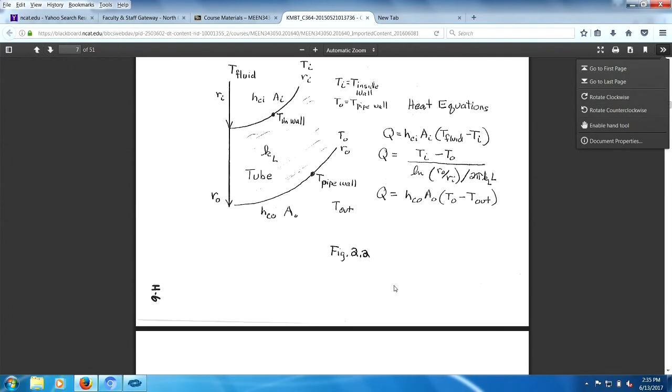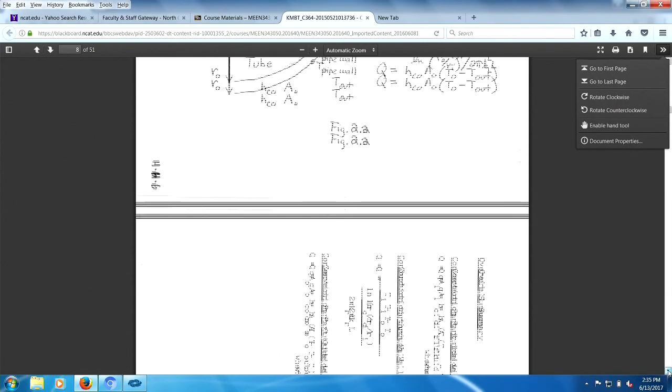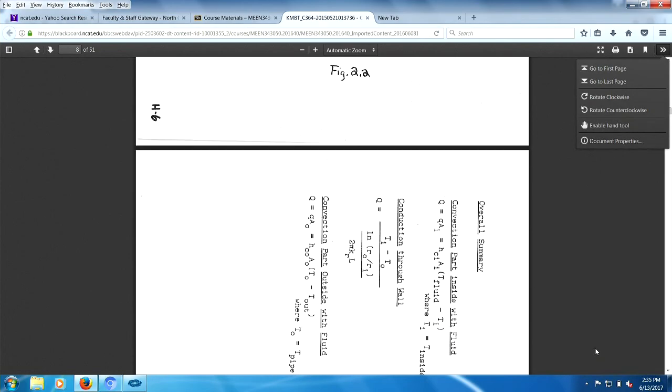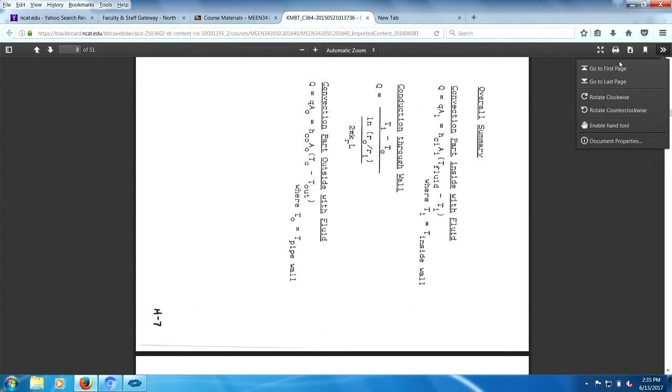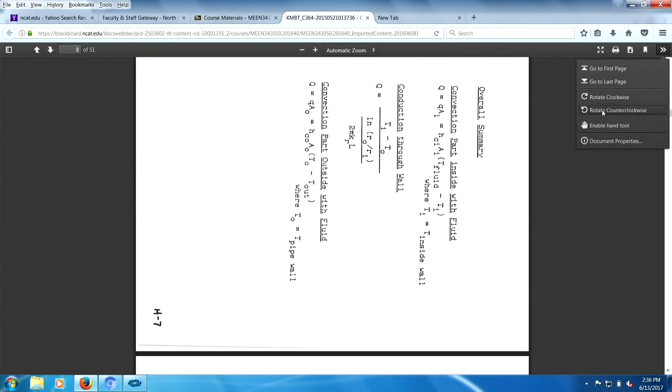Okay, let's see what else we have here. Uh-oh. So I guess I wrote these. Let's see if we rotate clockwise, what we'll get. We aren't getting anything here. Let's try counterclockwise.